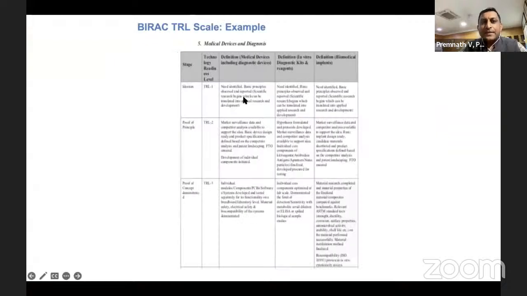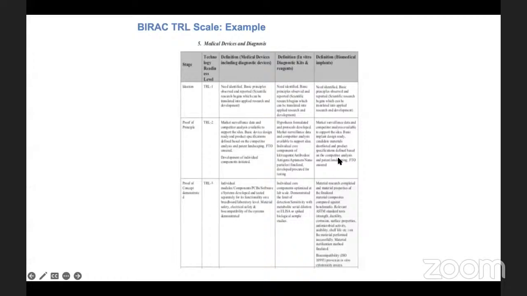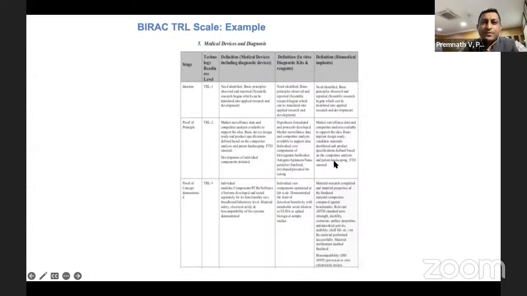An example of this I'm just showing you very quickly here is one for medical devices and diagnostics, which I've taken from the online site. You will find, for example, that if it's an implant, your needs are identified. There's some FTO, you've formulated the idea, and you know that there's freedom to practice. And then you complete some results, you show some data that it will work, at least at a proof of concept level.